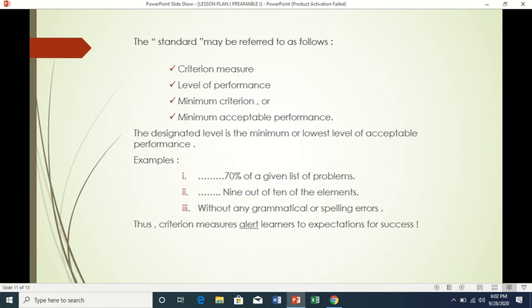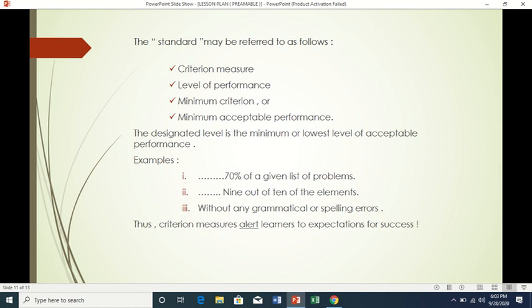You say, okay, in this exercise 70% of a given list. So when you have marked, the least that you are expecting is that your students, the lowest, must score 70. That is the least. Or out of 10, you say 9 out of 10. That is the criterion. Anybody who scores below 9 has not performed creditably according to your criterion of measurement. Or without any grammatical or spelling mistakes for English teachers, you give an exercise, and your criterion of measure is that you are not expecting any grammatical or spelling error.